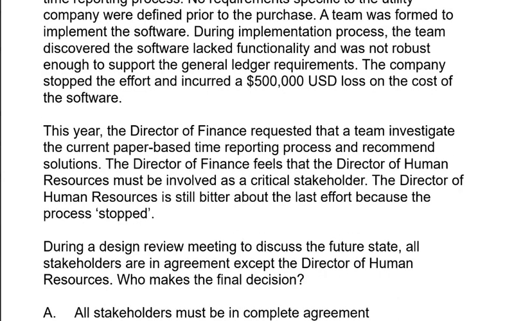This year, the Director of Finance requested that a team investigate the current paper-based time reporting process and recommend solutions. The Director of Finance feels that the Director of Human Resources must be involved as a critical stakeholder. The Director of Human Resources is still bitter about the last effort because the process stopped. During a design review meeting to discuss the future state, all stakeholders are in agreement except the Director of Human Resources, who makes the final decision.